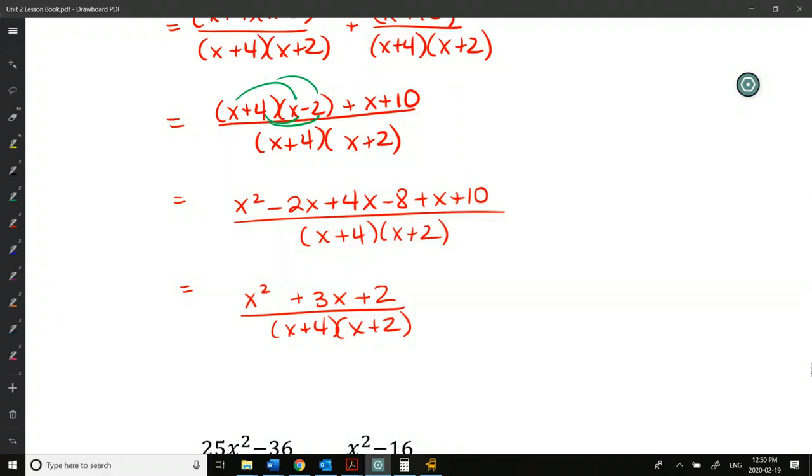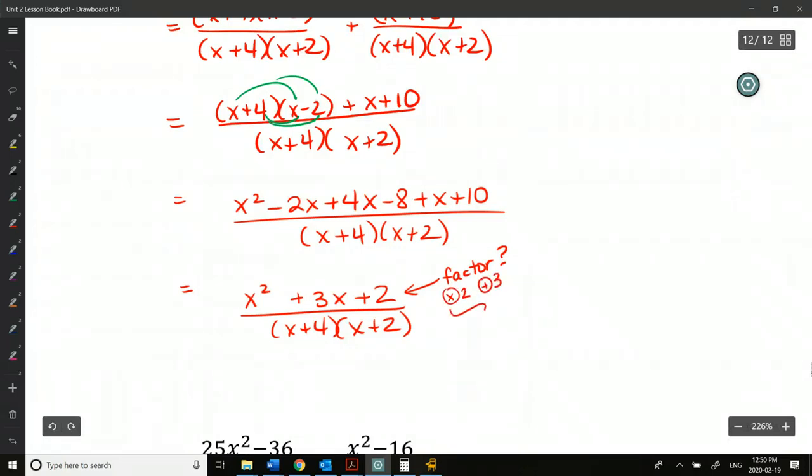Okay, now this looks like a nice trinomial that we like to factor. So if possible, we will check if the numerator can be factored or common factored. Always want to ask ourselves that question. Are there any two things that multiply to 2 and add to 3? Yes, 1 and 2. And this is an easy trinomial where a equals 1, so we can just put them right in the brackets. It's x plus 2 times x plus 1.